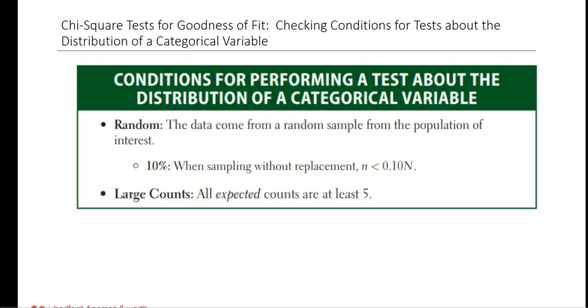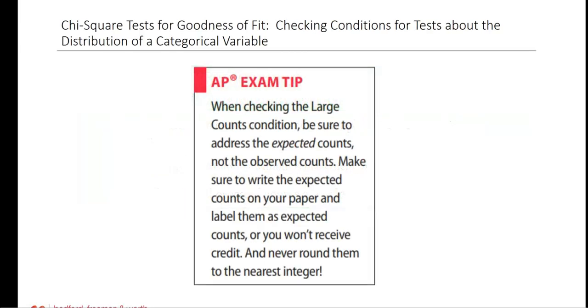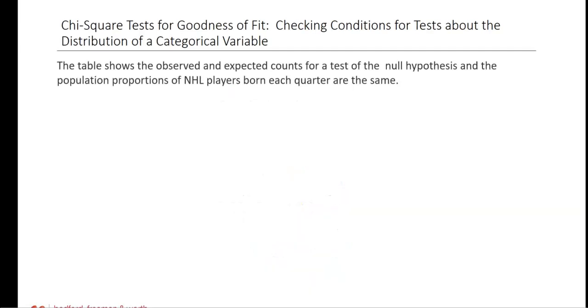I know it's kind of a weird thing. Be careful of the word expected there. We want expected counts. We don't care what the actual counts were. It's the expected counts we are concerned about. That's exactly what the tip is. Be careful. Never round to the nearest integer. It's fine for expected counts to be decimals. That's not an issue. I would not round them. And make sure it's the expected counts that are at least 5.